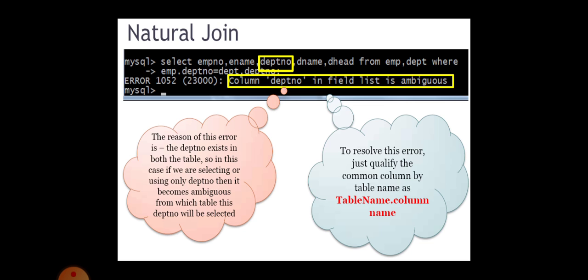To resolve this error, just qualify the common column name by giving the table name, that is table name dot column name. Whenever we give the table name with the column name, the compiler can easily identify from which table the column has to be selected. So giving the table name removes the ambiguity in the query.